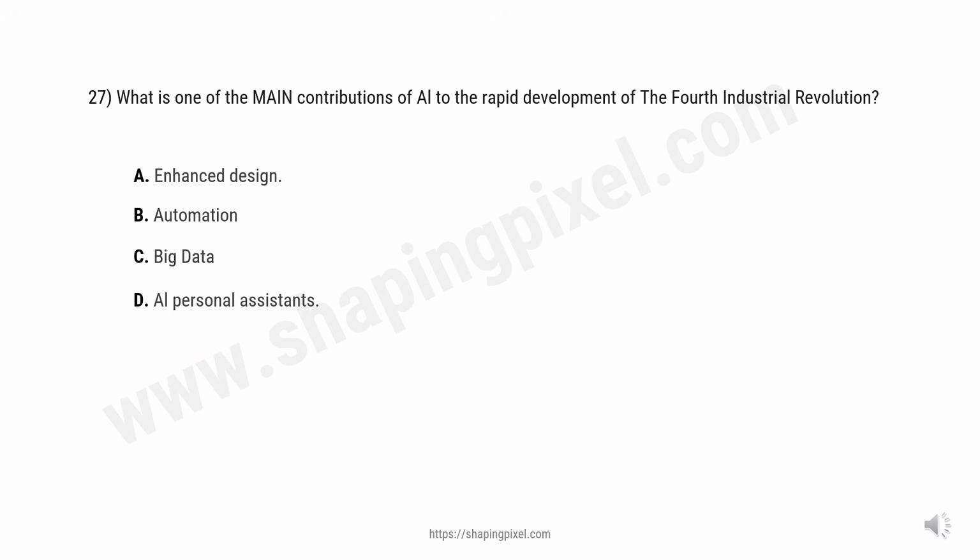Question number 27. What is one of the main contributions of AI to the rapid development of the fourth industrial revolution? Option A, enhanced design. Option B, automation. Option C, big data. Option D, AI personal assistance. And the correct answer is option B, automation.